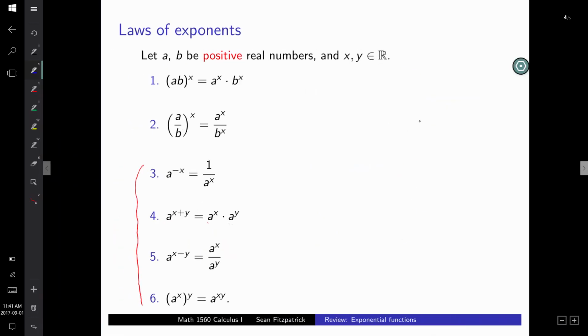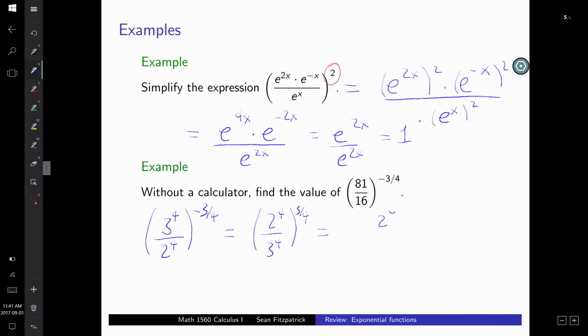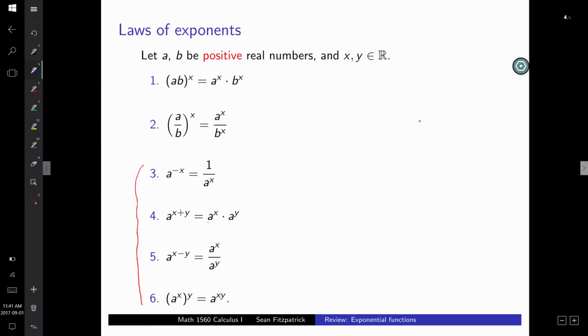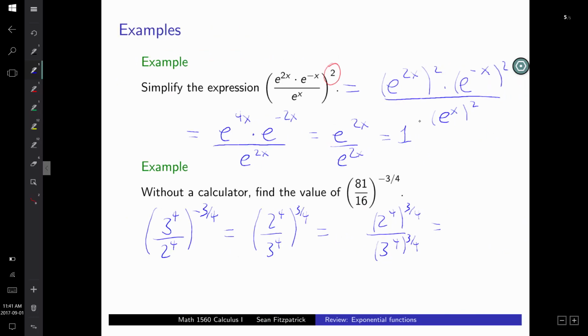Now I can use property 2 here. I've got a quotient raised to a power, so I should distribute that power to the top and the bottom. So 2 to the 4th to the 3/4, and then 3 to the 4th raised to the power 3 over 4. Now I use property 6, which says that a power raised to a power, I should multiply exponents. So 4 times 3/4 leaves me with 2 cubed, and the same thing on the bottom, 3 cubed. 2 cubed is 8, 3 cubed is 27, and I'm done.